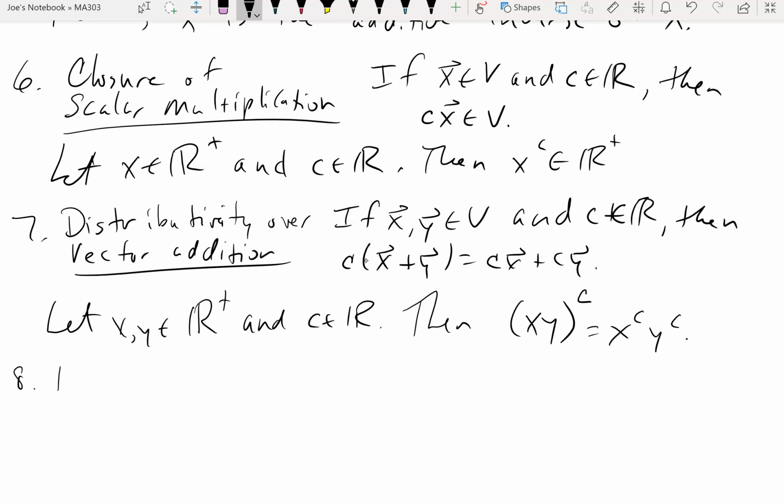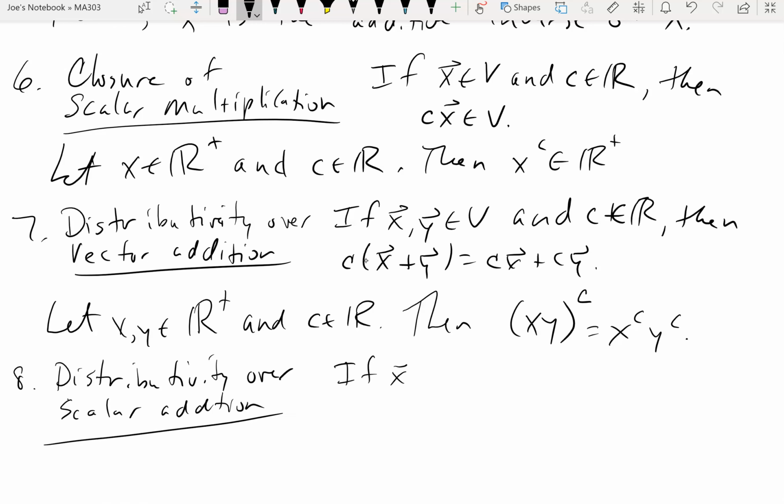All right, 8 is distributivity over scalar addition. So you start with one vector and two scalars.